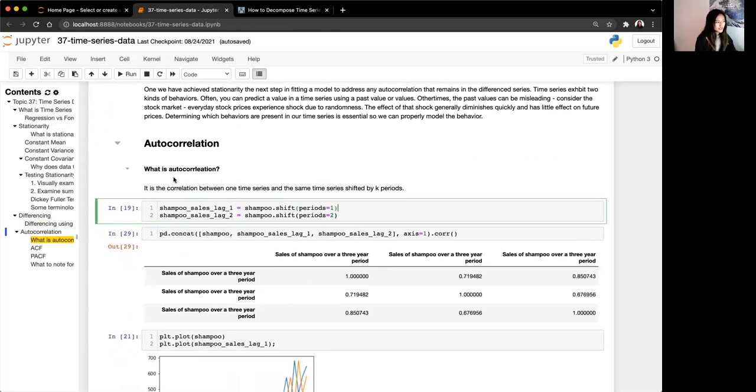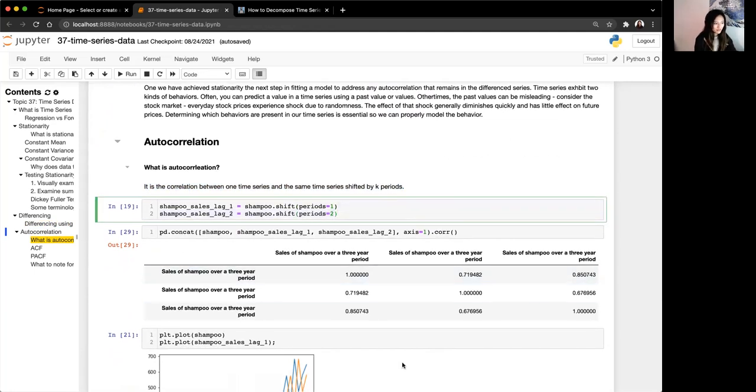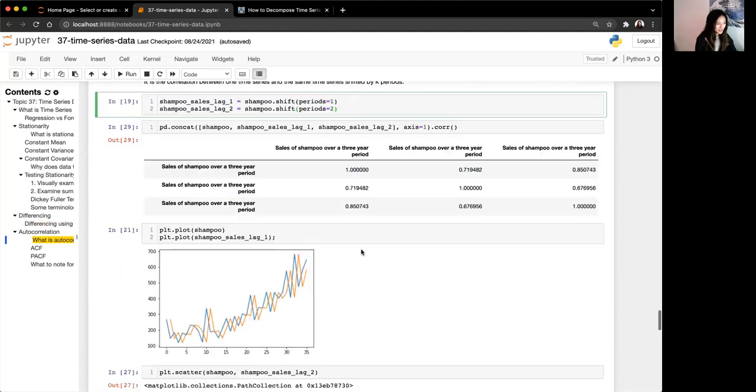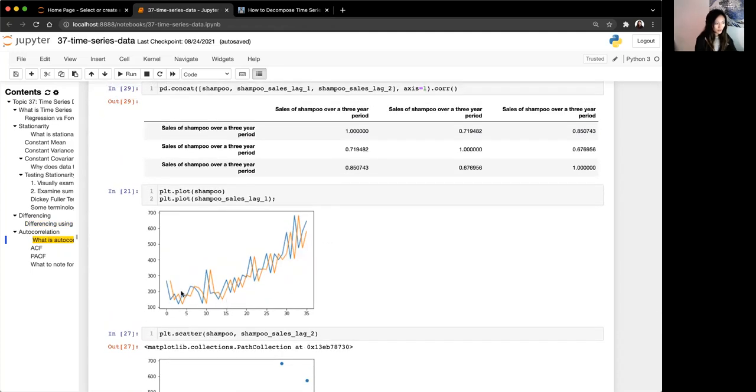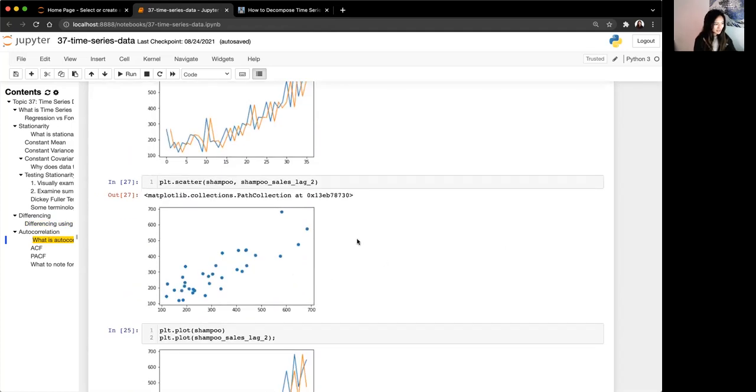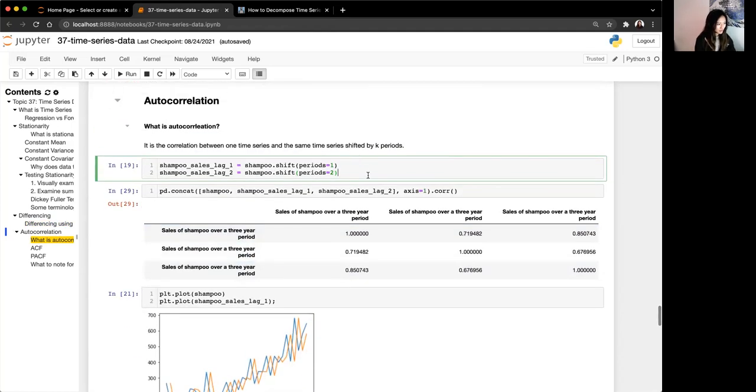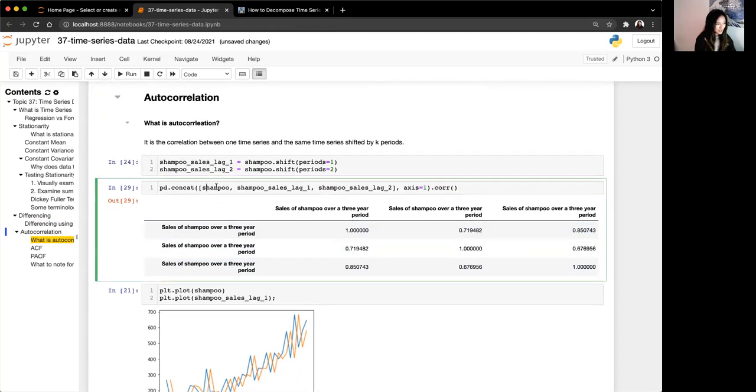The definition of autocorrelation is the correlation between one time series and the same time series shifted by a certain number of periods. For example, if I have this shampoo data set and I plot it against the same data set shifted one time step, how correlated is it? If I put it in a line graph like this, maybe it's clear, maybe it's not. If I plot it as a scatter, and this is with sales lag 2, actually, let me run this real quick. So I have shampoo sales, lag 1, lag 2.